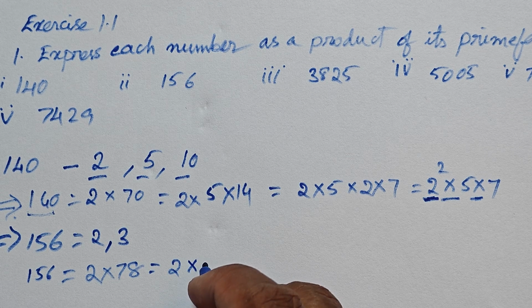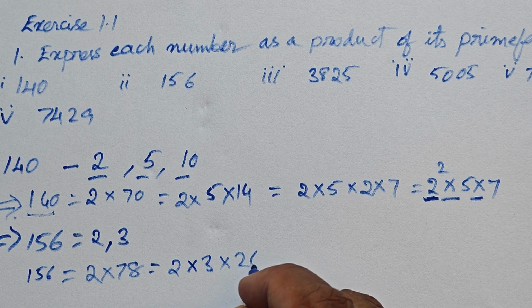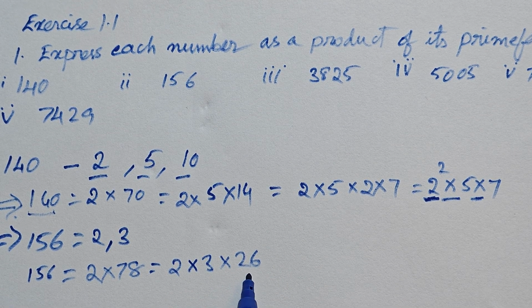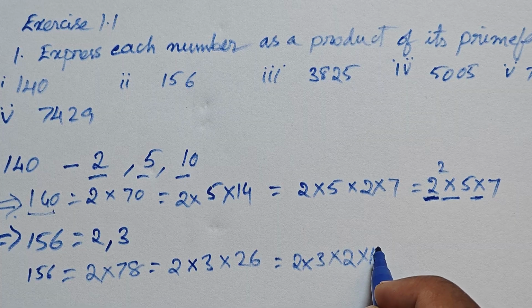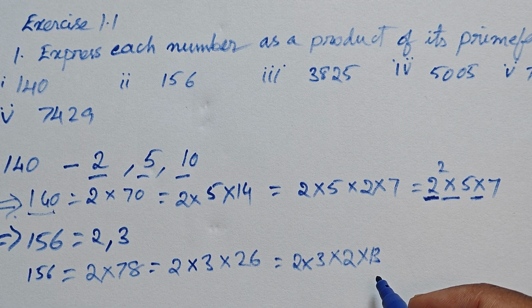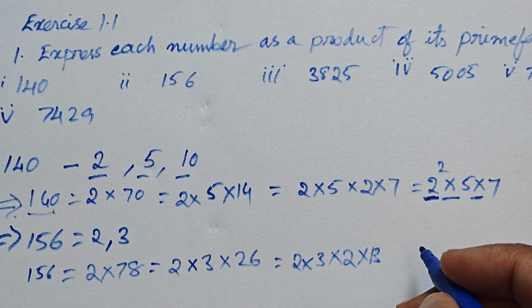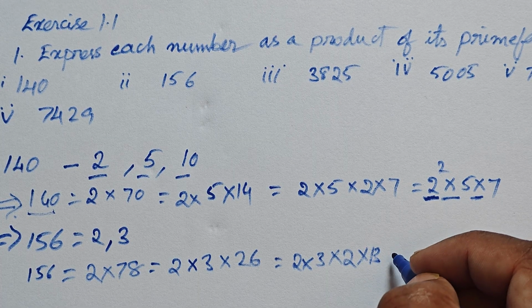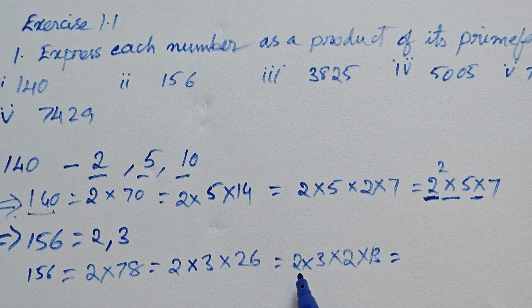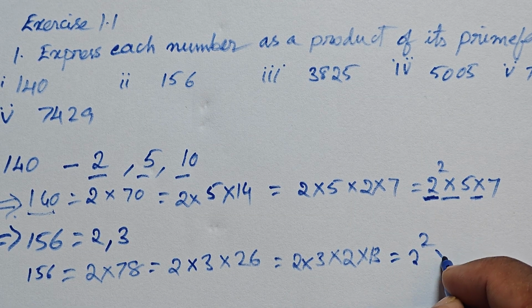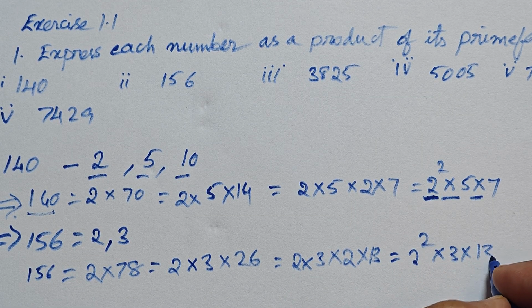So that is the reason: 2 into 3 into 26. Again, can I write this further? 2 into 3 into 2 into 13, since 2 13s are 26. Is 13 a prime number, or does it have any additional factors? It does not. So this is a prime, this is a prime, this is a prime, and this is a prime. So this is 2 square into 3 into 13, now written as a product of prime factors.